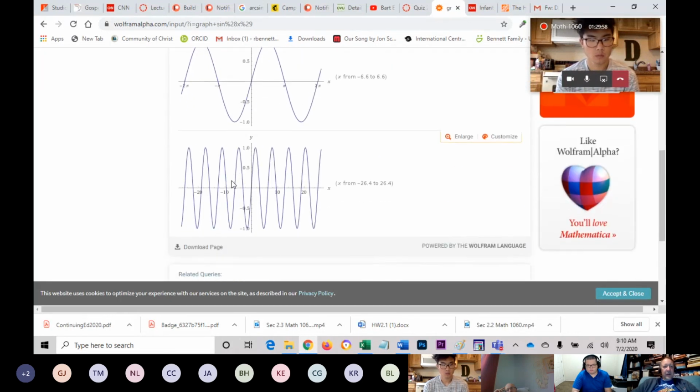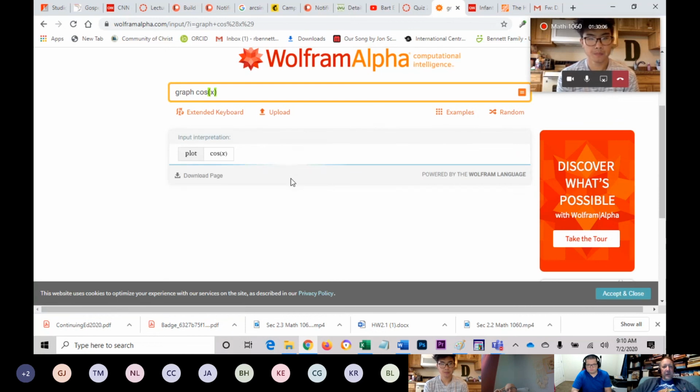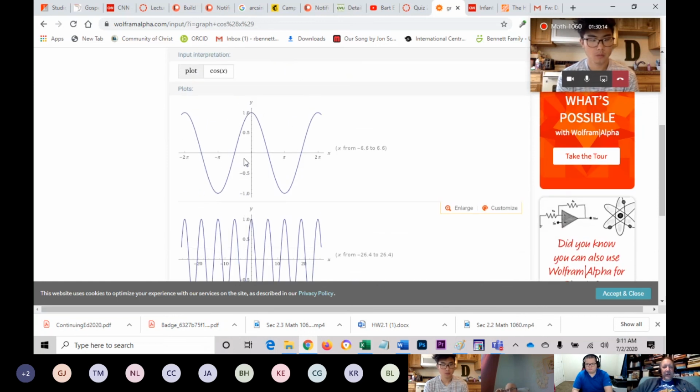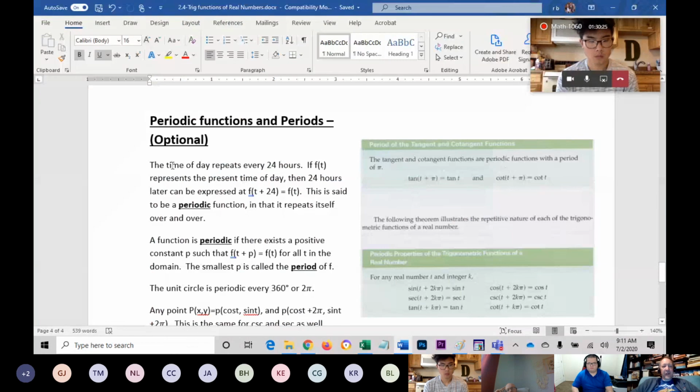You'll see here that the sine function repeats over and over, and the cosine function repeats over and over and over. Okay, this is your cosine function. In fact, one of the things we will learn, not necessarily today, is that the cosine function and the sine function are basically the same function shifted 90 degrees. But these are what's known as periodic functions.